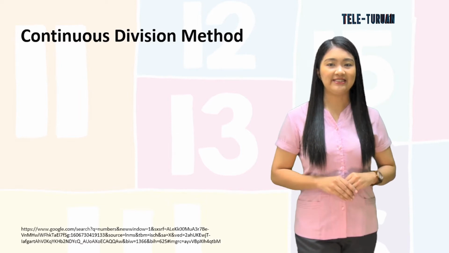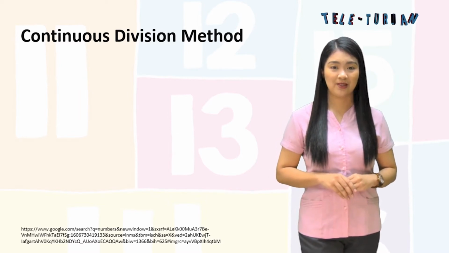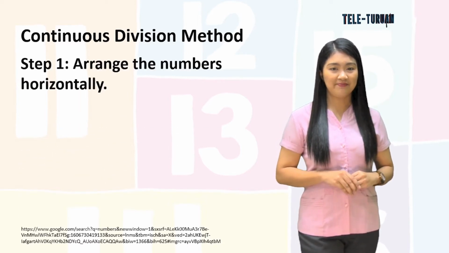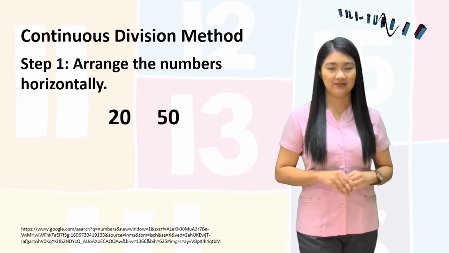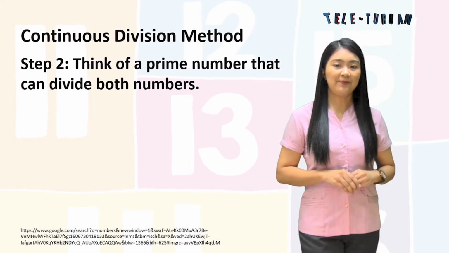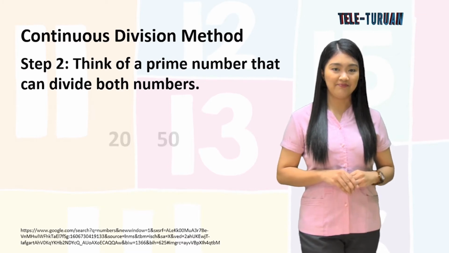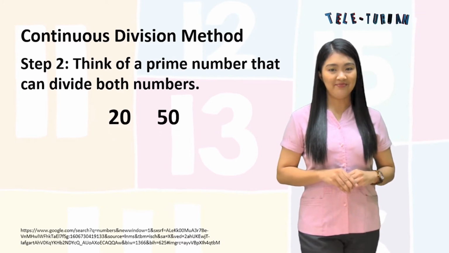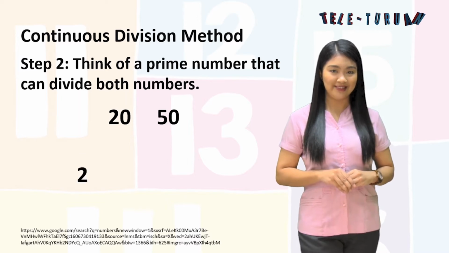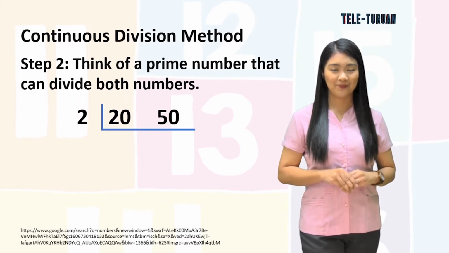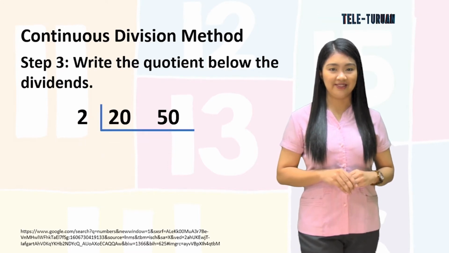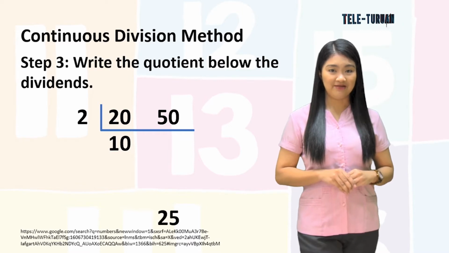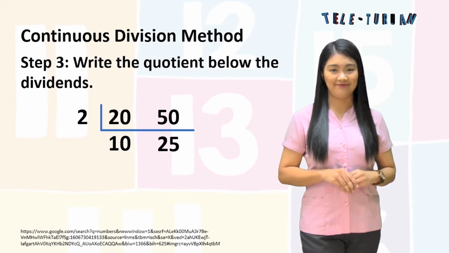The third method is the continuous division. Step 1. Arrange the numbers horizontally. 20, 50. Step 2. Think of a prime number that can divide both numbers. 2 is a prime number that can divide both 20 and 50. Step 3. Write the quotient below the dividends. 20 divided by 2 is 10. 50 divided by 2 is 25.